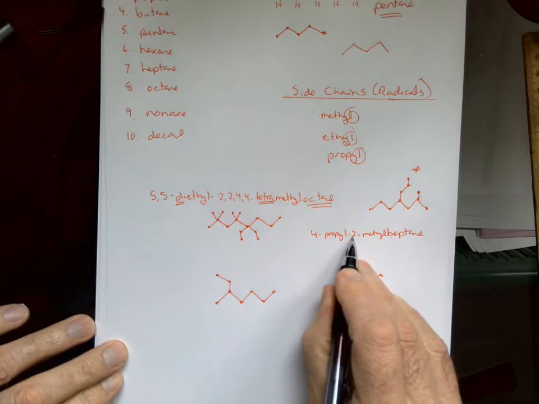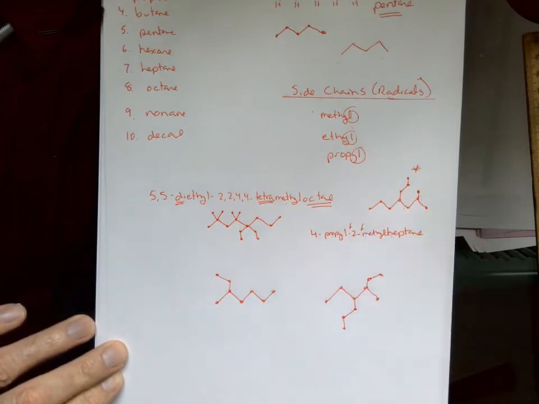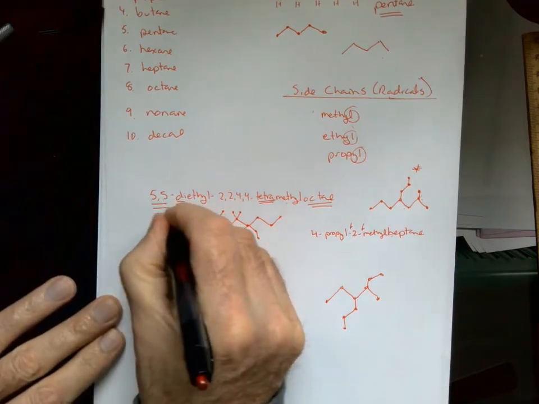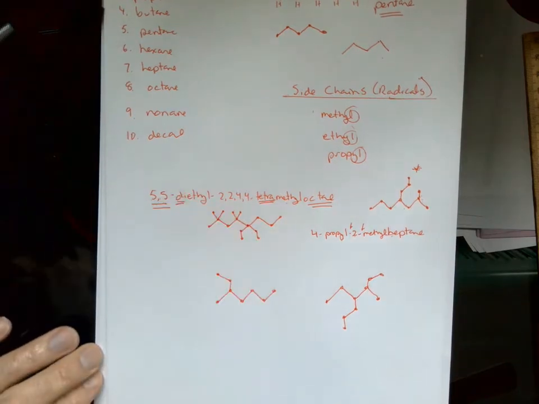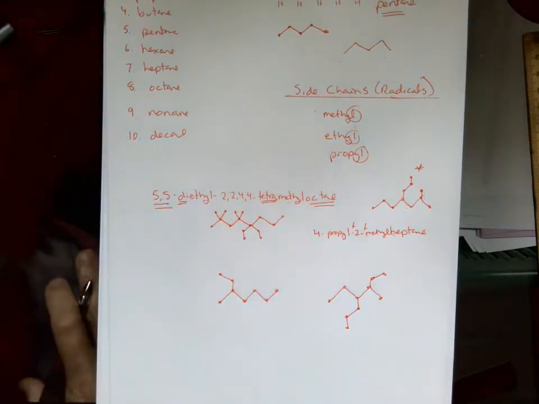There is a propyl. Let's talk about rules. Anytime you have a name to a number, you need a dash, or a number to a name, you need a dash. If you have multiple numbers that's a comma in between, and don't leave any spaces.